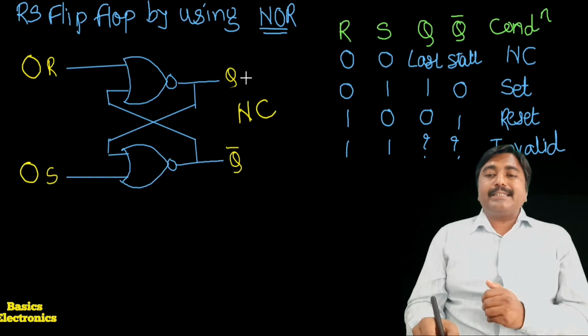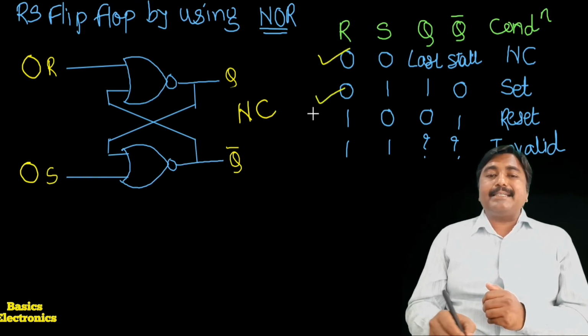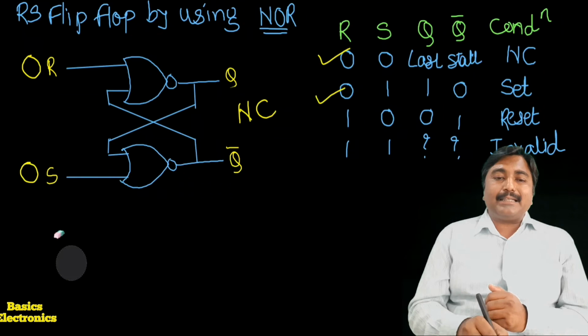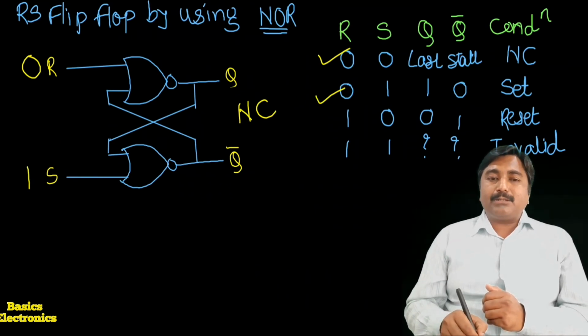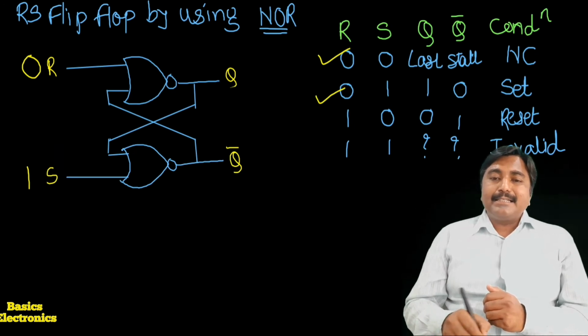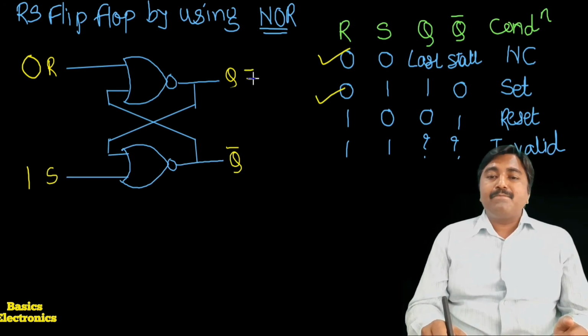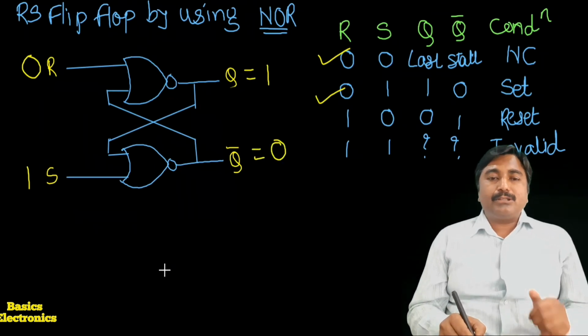Okay, now the second condition we consider is when R is equal to 0 and S is equal to 1. Here we get the set condition, where we get Q equal to 1 and Q bar equal to 0.